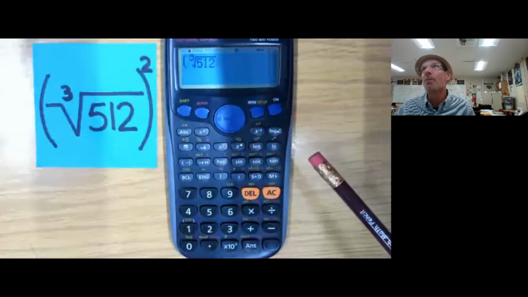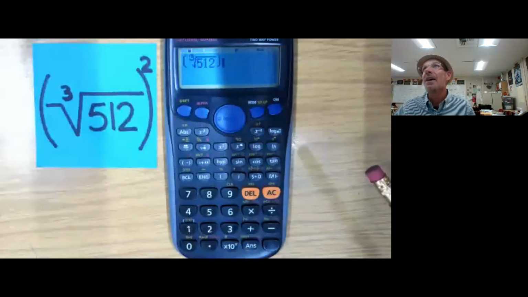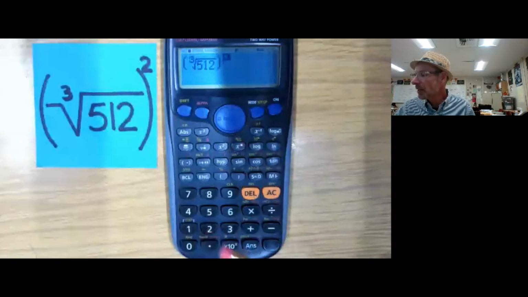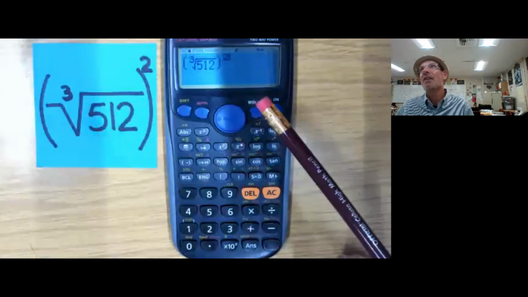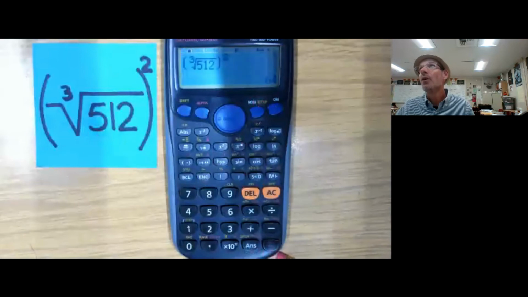That takes me out from underneath the radical symbol. I hit the right parentheses. Now the only thing I'm missing is the exponent to the second power. So I hit the exponent button and I put a 2 in the box. And so now if you look at the original problem that's written on paper and the problem that's on the calculator screen, they're identical. So I hit equals or enter, and the answer comes out to 64.